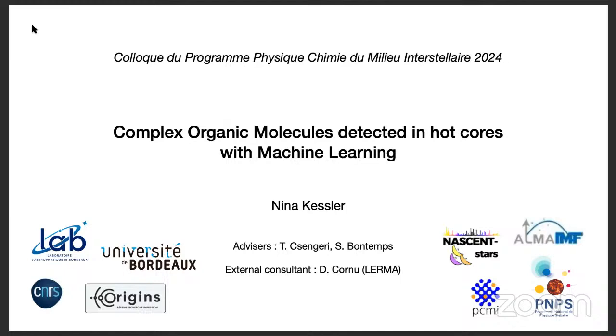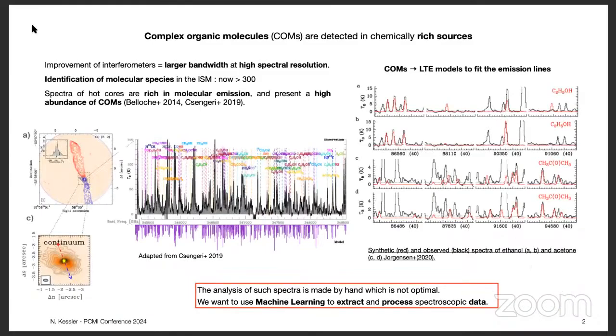I'm going to present methods we've been developing during my PhD to automatically detect complex organic molecules toward hot cores using machine learning. As previously mentioned this morning, hot cores are observed with interferometers and single-dish telescopes that provide us large bandwidth and high spectral resolution. These instruments now allow the community to detect more than 300 species.